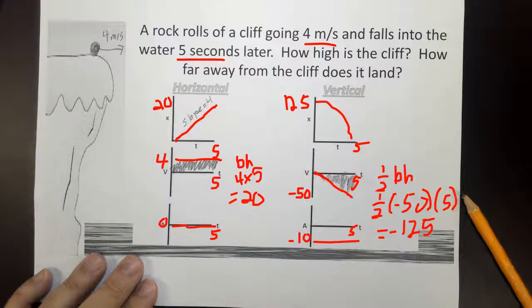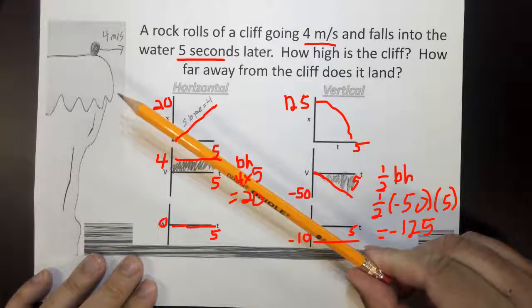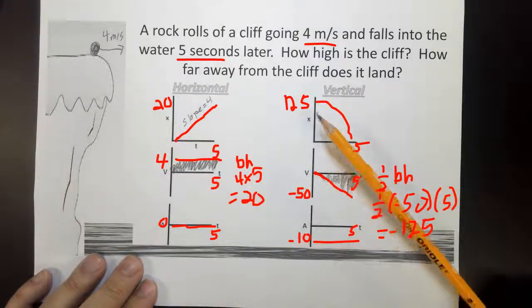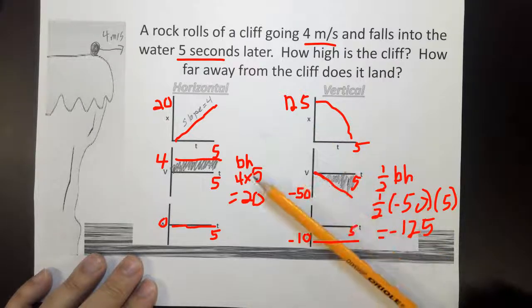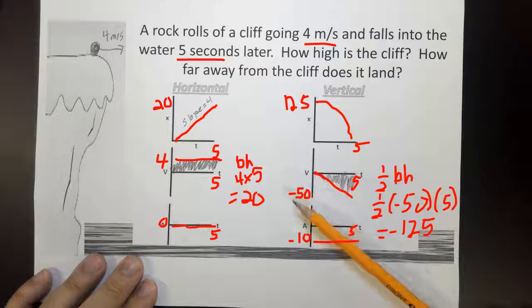Okay, and so we've figured out everything. We figured out that the cliff had to be 125 meters tall, because that's what we got as the vertical position here. And we found that the rock had to land 20 meters away from the bottom of the cliff.